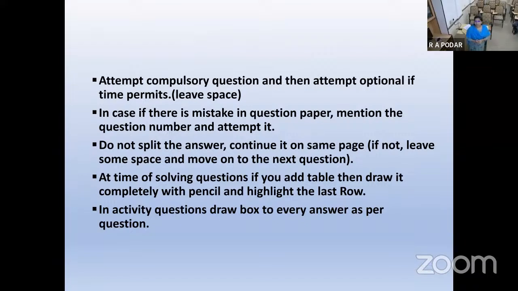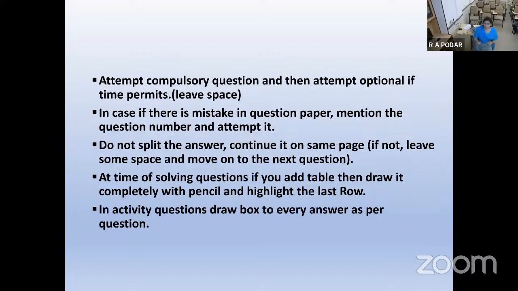Attempt compulsory questions and then attempt optional ones if time permits. You think that in question 2A, 2 are the only important questions, but you thought the 3rd is also easy, I will try for that. No, you will write only 2 and for the 3rd you leave space and go to the next question. If you have extra time later, then you will attempt that question. In case there is a mistake in the question paper, mention the question number and attempt it.